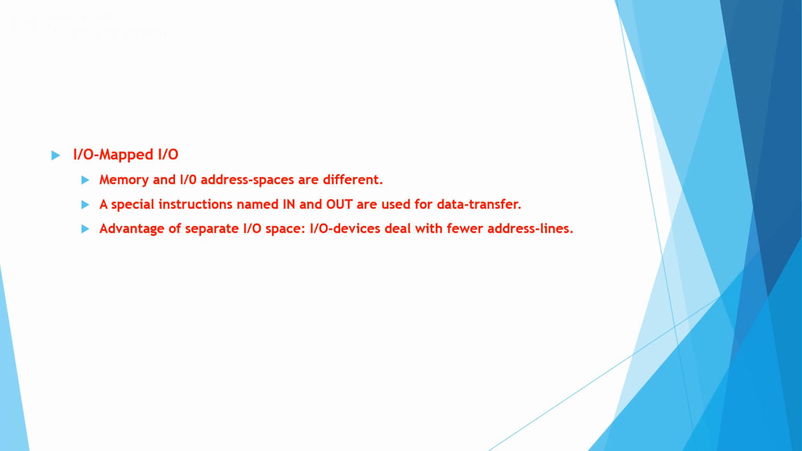As I mentioned before, we have two ways to deal with IO devices. The first one is memory mapped IO. The second one is IO mapped IO, which we can also call standard IO, and it is used by many processors. In this technique, memory and IO address spaces are different. So memory as well as IO device address spaces are different.